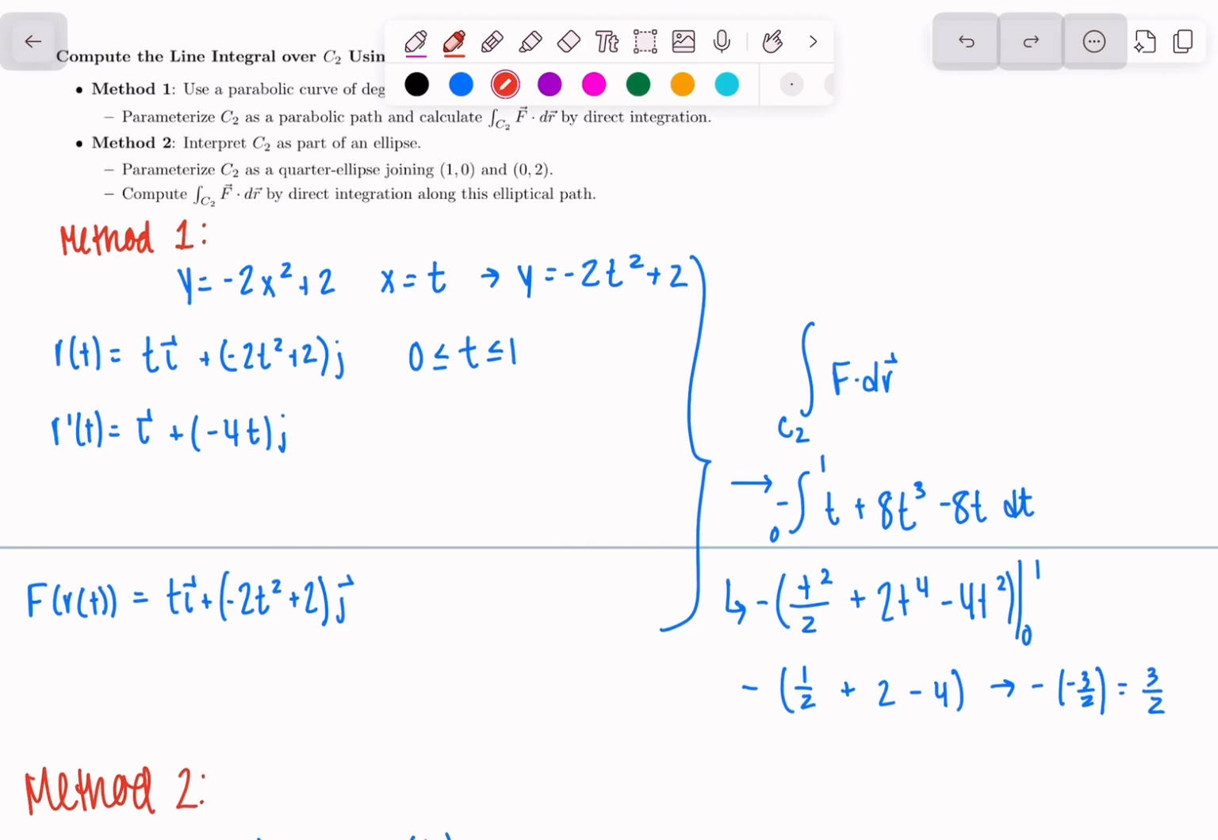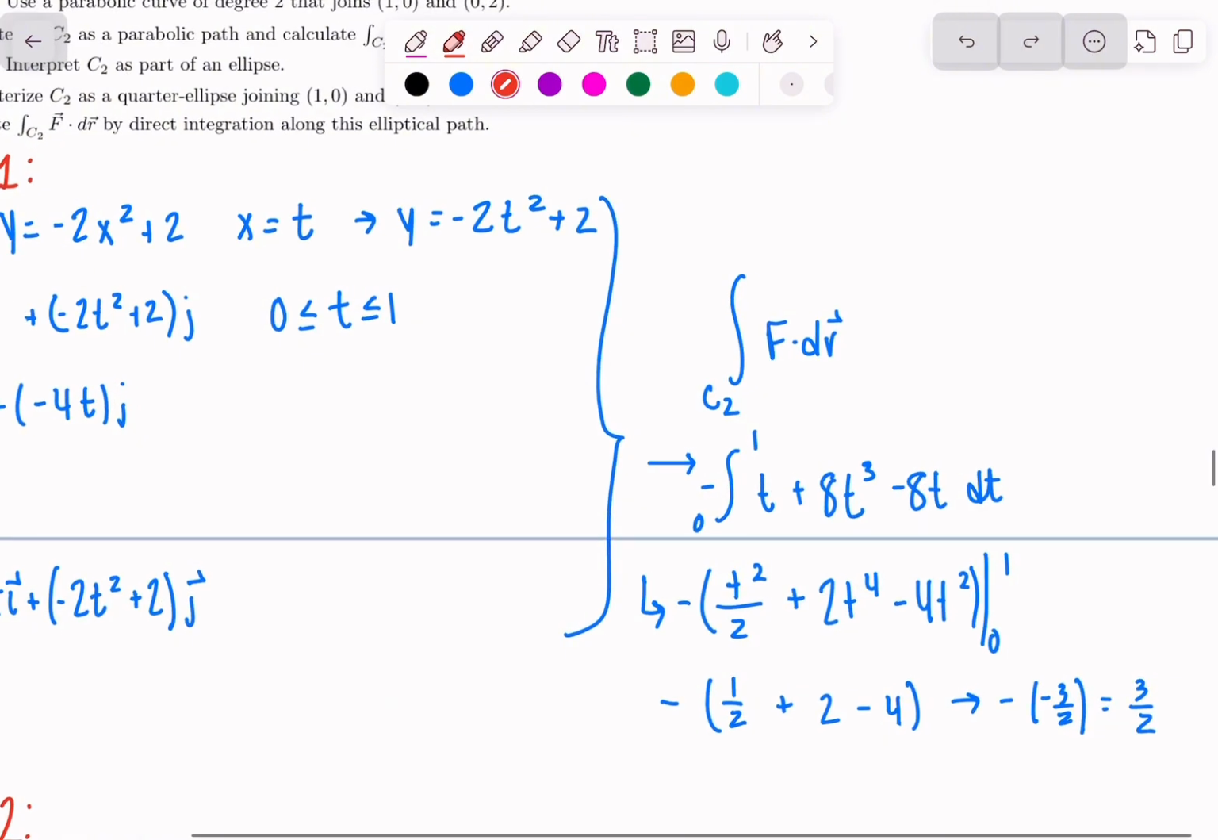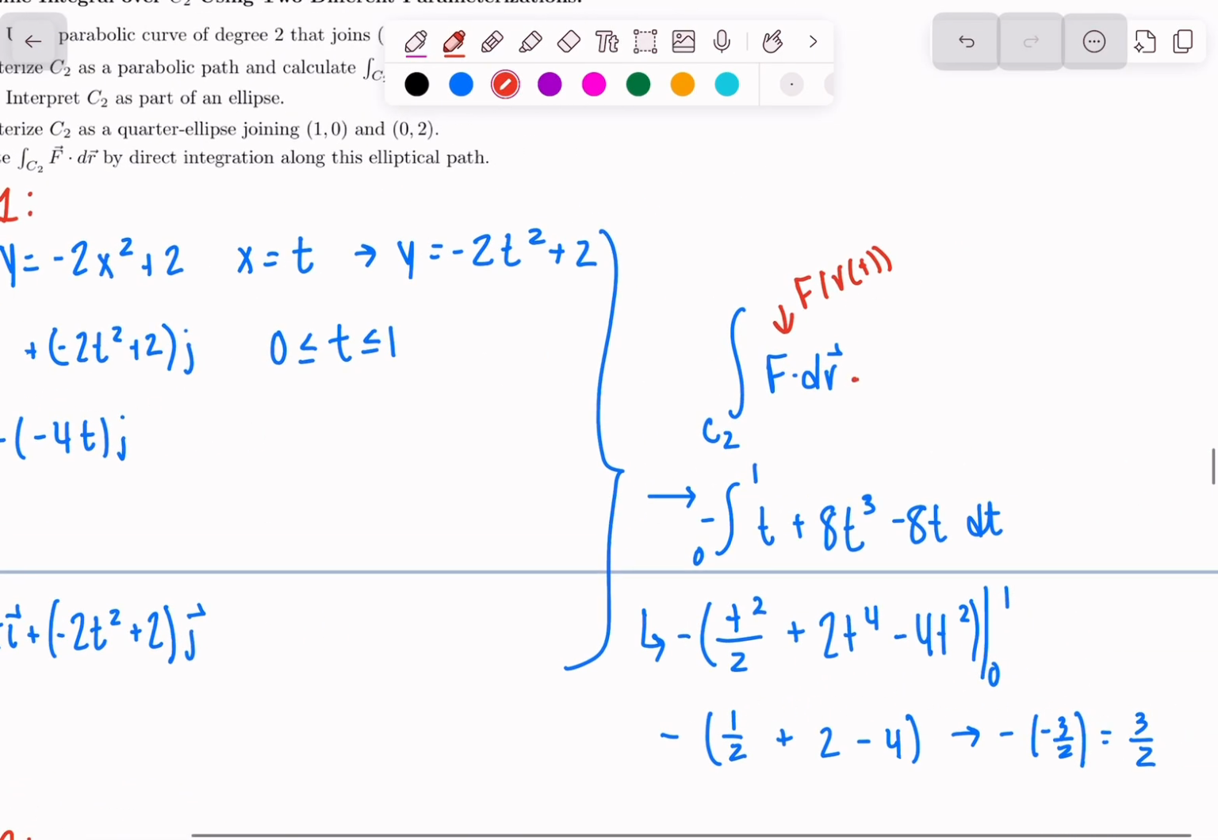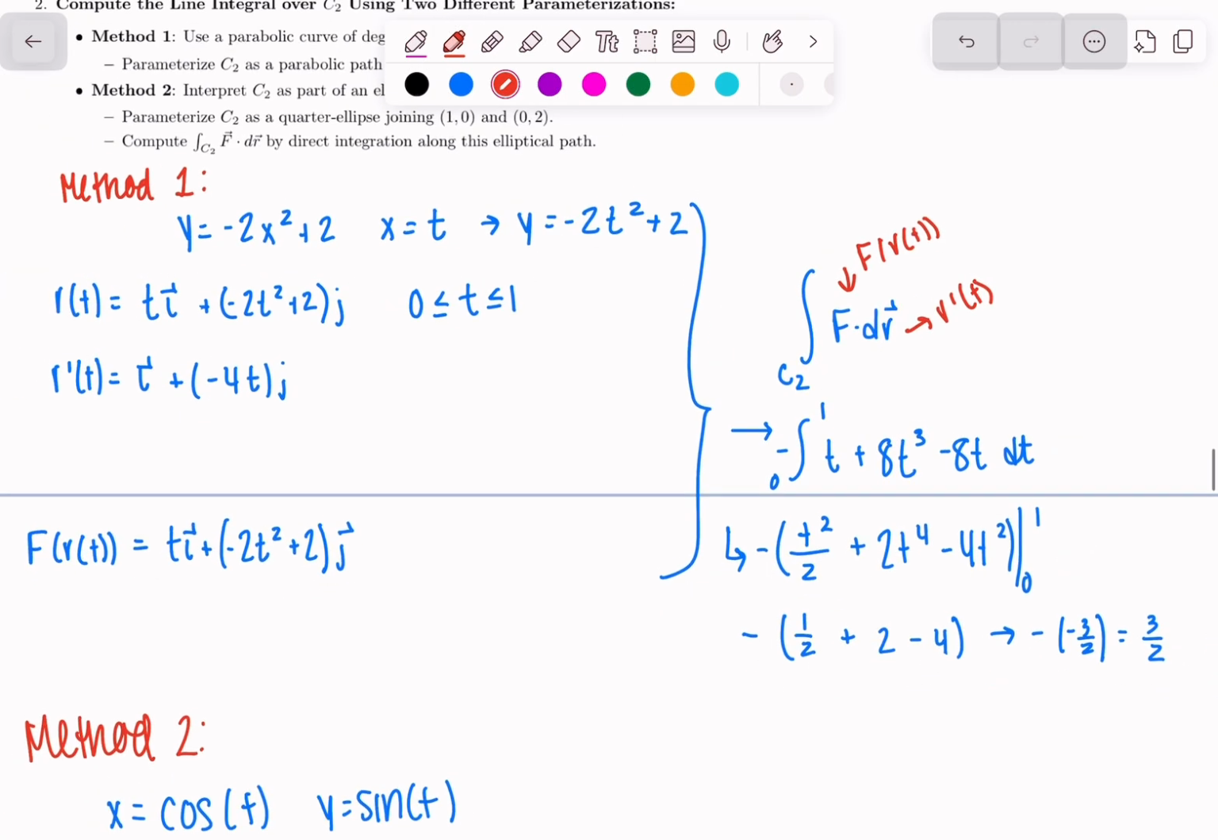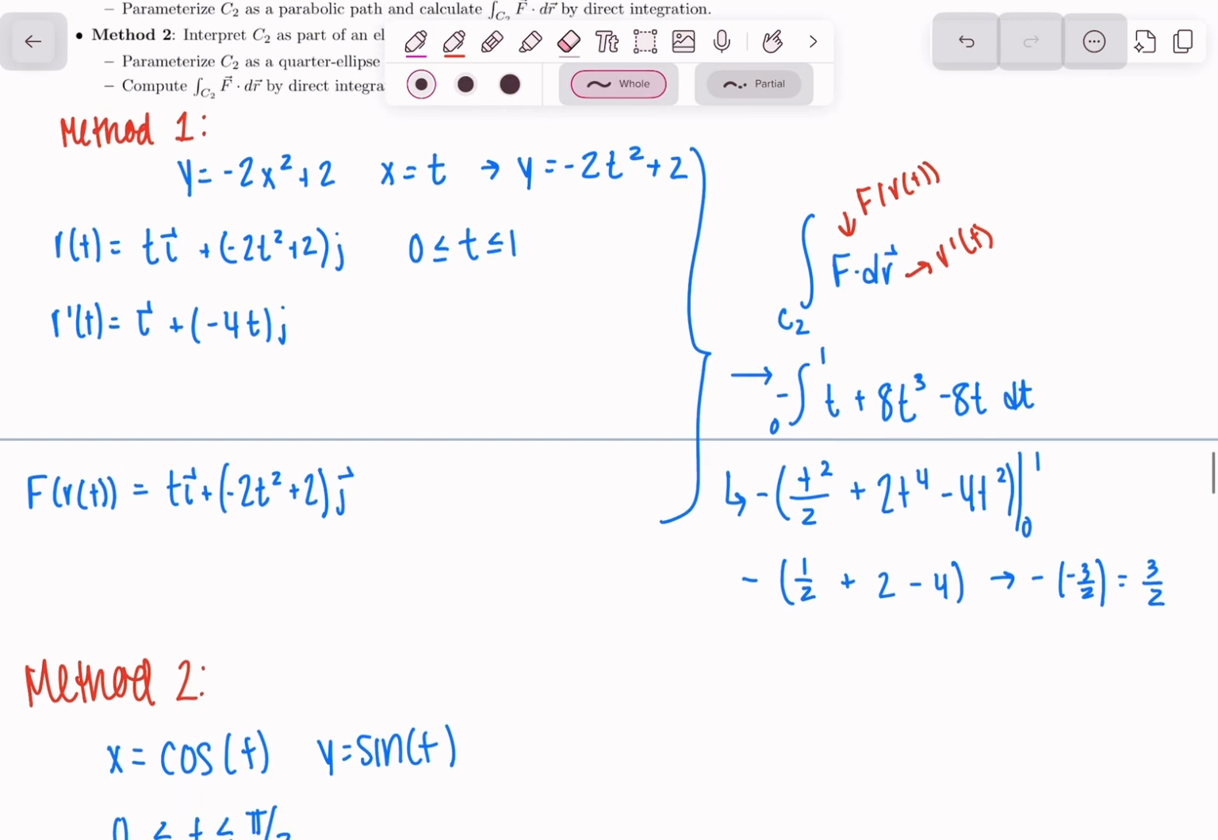Then we dot product our f of r(t) with dr, and our dr is our r prime(t). So same thing that I wrote before, just different symbols for that. I dot product those aside from this just because, again, I didn't want it to get repetitive. But we get a negative integral from 0 to 1 of t plus 8t cubed minus 8t dt. Go ahead and integrate that, and we get 3 over 2, which is good. We want to get the same values for all of these. I'll get to that in a little bit.